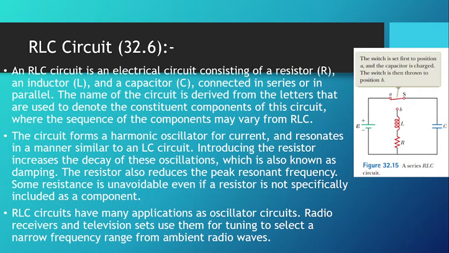The circuit forms a harmonic oscillator for current and resonates in a manner similar to an LC circuit, with the resistor increasing the decay of these oscillations, which is also known as damping. The resistor also reduces the peak resonant frequency. Some resistance is unavoidable even if a resistor is not specifically included as a component. RLC circuits have many applications as oscillator circuits. Radio receivers and television sets use them for tuning to select a narrow frequency range from ambient radio waves.